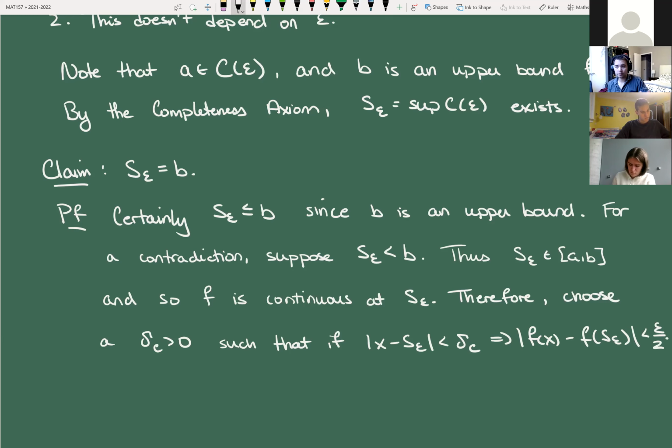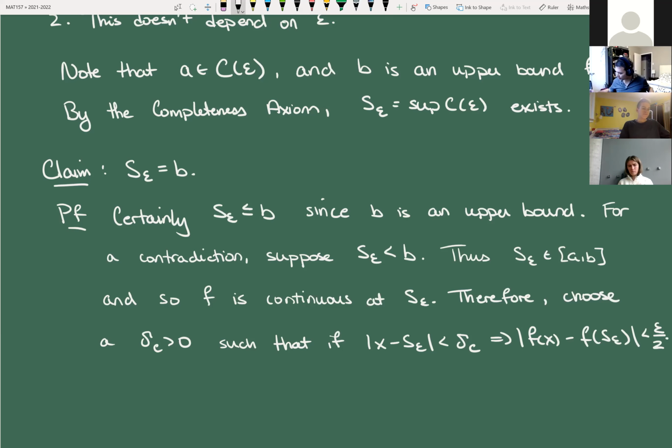Okay, so here I'm just using continuity. I'm not using anything about uniform continuity. I've assumed s sub epsilon is strictly less than b, so it's strictly inside of the interval ab, and therefore we assumed by assumption that my function was continuous, so I'm continuous there. So this is me just invoking the definition of continuity of the function at the point s sub epsilon, all right?